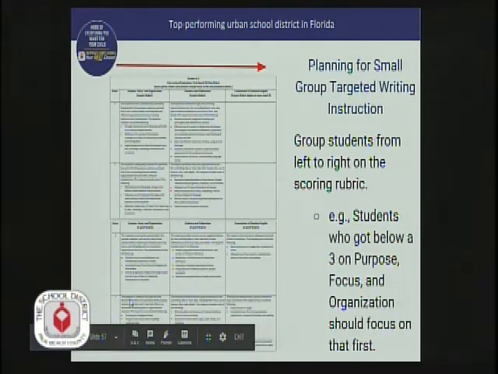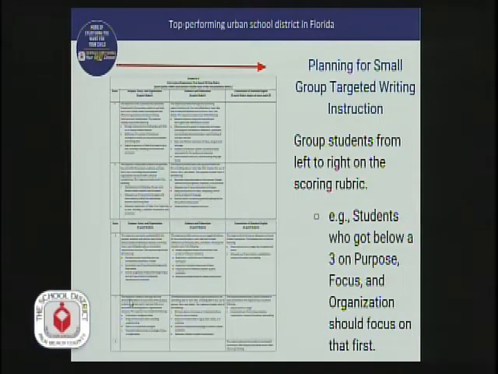Writing is another place you can do small group. The easiest way to do it is to go from left to right using the rubric. Focus in on PFO first. Shore up your purpose-focused organization.